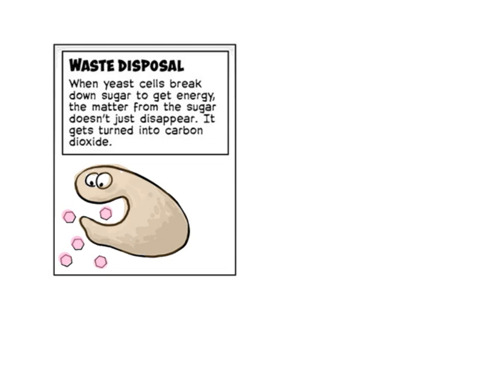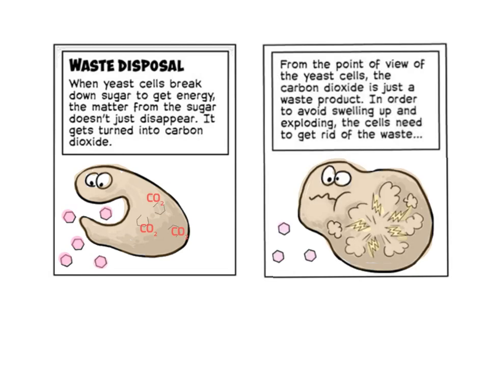Waste disposal. When yeast cells break down sugar to get energy, the matter from the sugar doesn't just disappear, it gets turned into carbon dioxide. From the point of view of the yeast cells, the carbon dioxide is just a waste product. In order to avoid swelling up and exploding, the cells need to get rid of the waste.